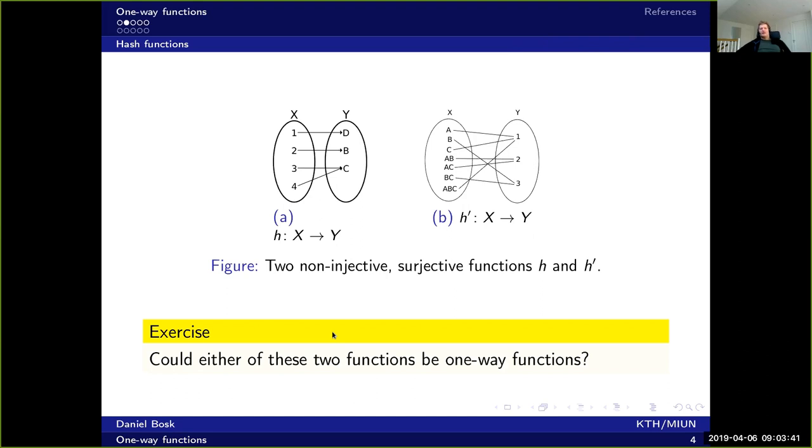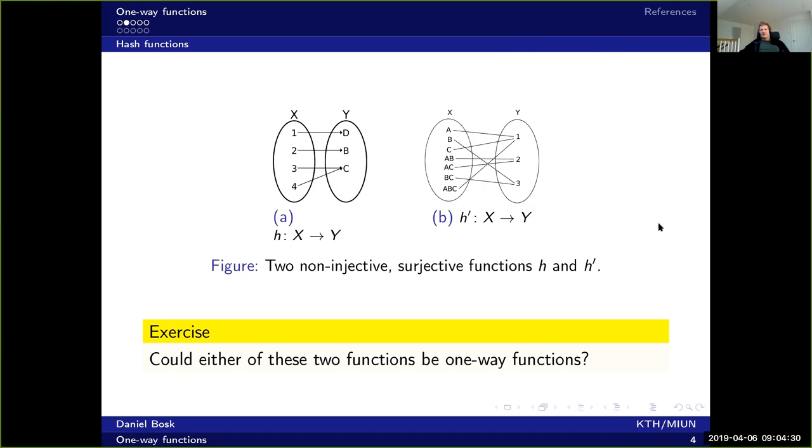So let's look at these two non-injective surjective functions, where we have a few possible x's and a few possible y's. In this case both 3 and 4 map to c, so if we get the c, it should be impossible to find whether it was 3 or 4. In this case it should be even worse, because each has even more collisions. If you get a 1, it's impossible to find whether it's A or C or ABC, because all map to 1, so it could be either.